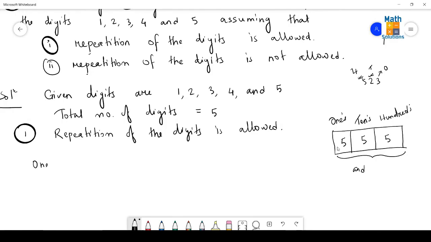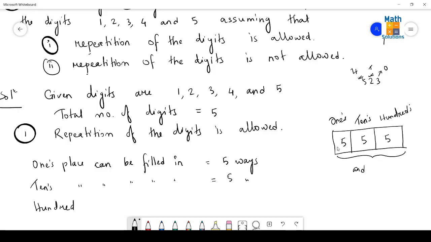Ones place can be filled in how many ways? 5 ways. Then after, tens place can be filled in how many ways? Again 5 ways. Then hundreds place can be filled in 5 ways.